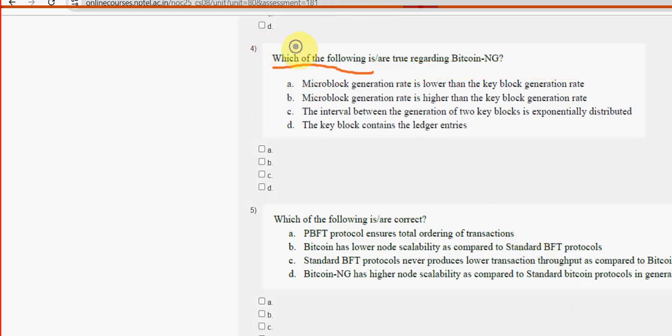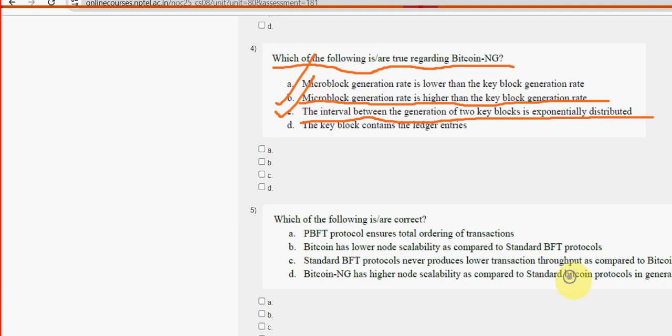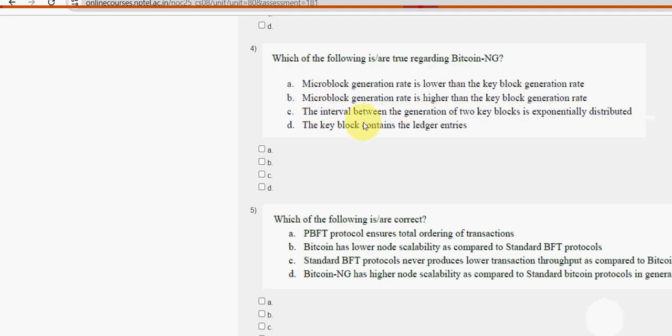Which of the following is/are true regarding Bitcoin-NG? For the fourth question, there are two probable solutions. First one is option B: micro block generation rate is higher than the key block generation rate. And the other one is option C: the interval between the generation of two key blocks is exponentially distributed. So mark option B and option C. Next, moving on to the fifth one.